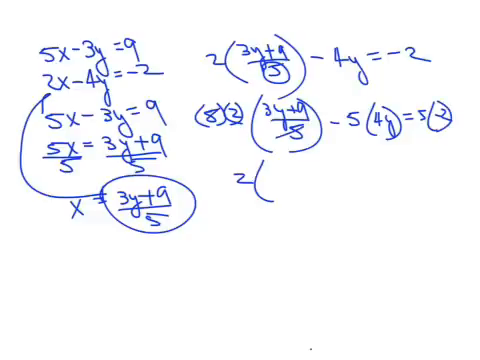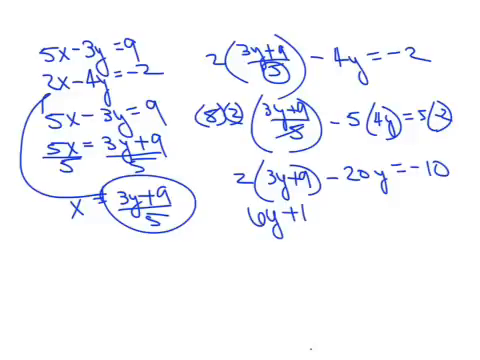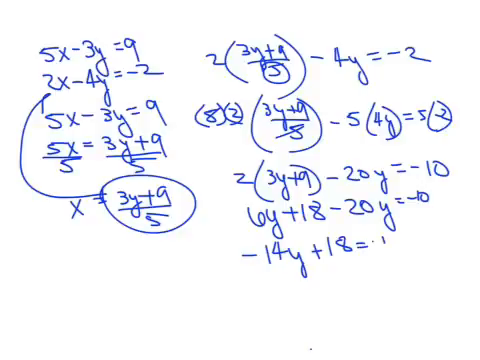So we end up with 2 times 3y plus 9 minus 20y equals negative 10. 6y plus 18 minus 20y equals negative 10. Hopefully I'm not forgetting anything. Negative 14y. So negative 14y equals, that's a negative 10, negative 28, so that's going to work out nice for us. And we get 2 for our y value.